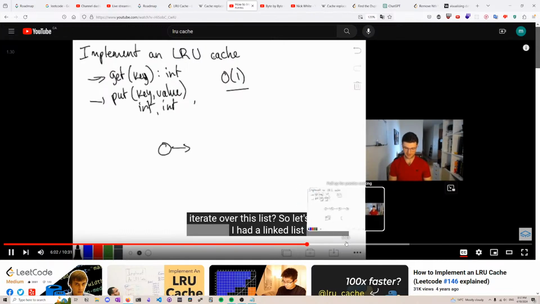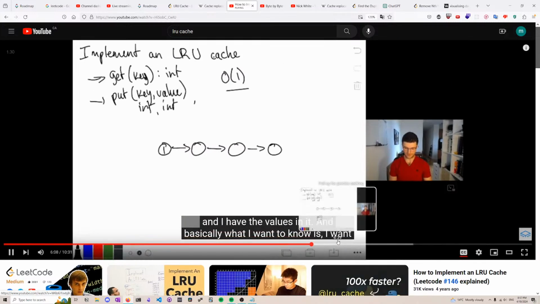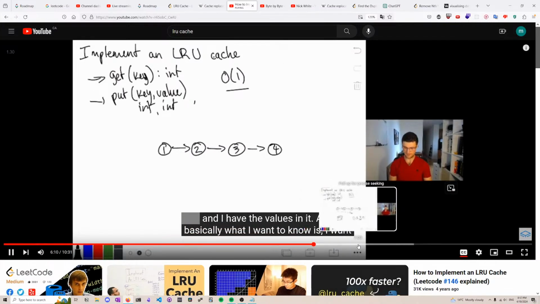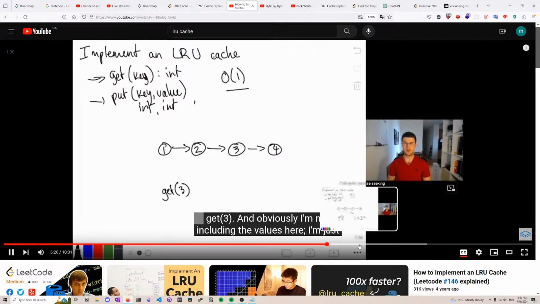So let's say that I had a linked list, and I have the values in it. And basically what I want to know is I want to be able to tell, without having to iterate over the entire list, if an element is in the list, and if so, where it is, right? And so let's say that I have get 3, and obviously I'm not including the values here. I'm just putting the keys, because the value would be stored in this list somewhere, and we can just sort of ignore that.